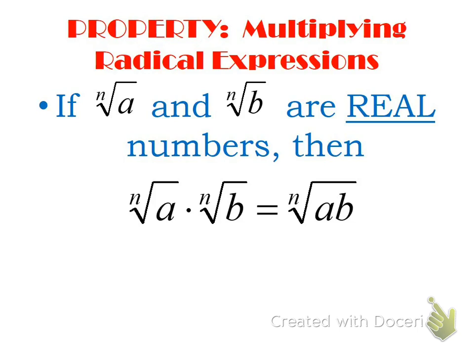So here is that property written out. The property of multiplying radical expressions. If the nth root of A and the nth root of B are real numbers, then the nth root of A times the nth root of B is equal to the nth root of A times B. So this is what goes in that big old box.